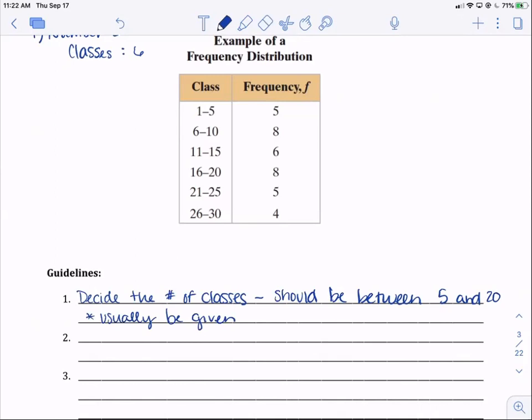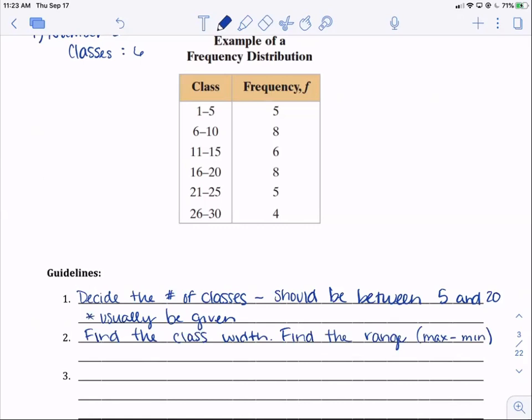Okay, so then our second step is to find the class width. Okay. And we do this by finding the range. And how do we find the range of a set of data? Anybody remember? How do we find the range? Okay. Add all the numbers and then divide it by how many there are. That's going to be our average or our mean. Range is going to be the maximum number minus the minimum number.